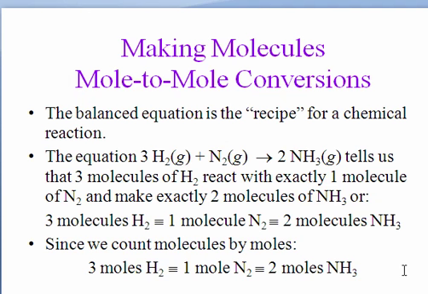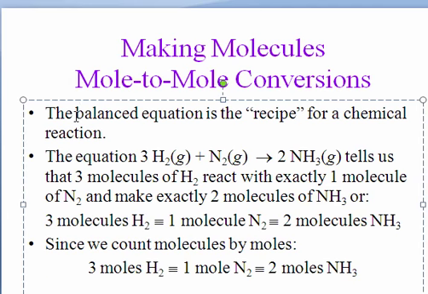Now, we are going to be doing the same thing, but instead of using a recipe, we are going to be using a balanced equation. Let's look at this balanced equation. This balanced equation tells us we need 3 molecules of hydrogen to react with 1 molecule of nitrogen to give us 2 molecules of ammonia. And we need exactly this amount of each chemical.